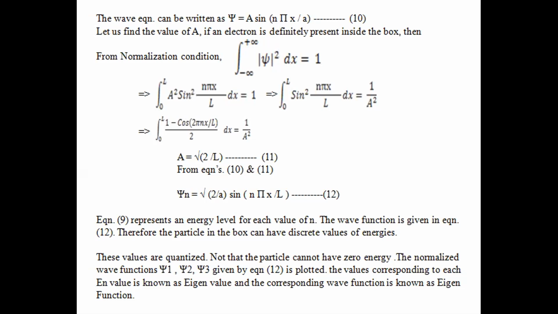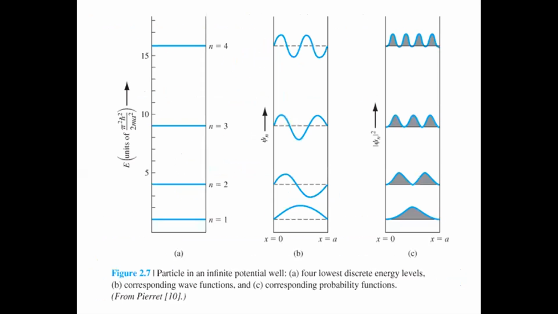The normalized wave functions psi1, psi2, psi3 given by equation 12 are plotted. The values corresponding to each En value are known as eigenvalues, and the corresponding wave functions are known as eigenfunctions. This is the representation of the wave function, and here is how the energy values are varying. For the nth level, E will be n square pi square h square by 2m a square, for n equal to 1, 2, 3, 4. This is the wave function, how it is varying.